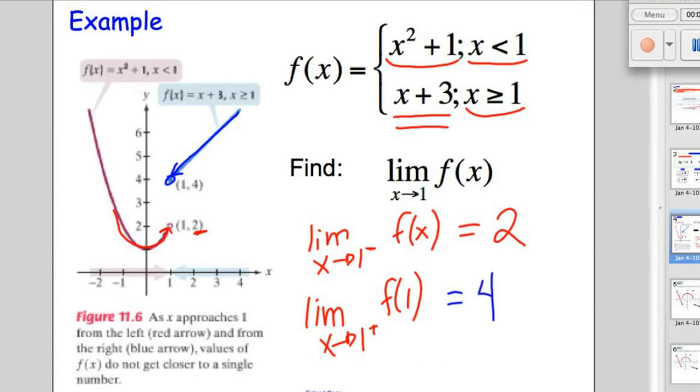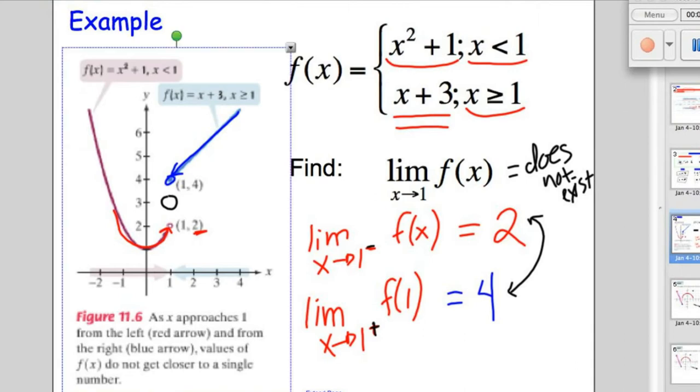So because these two values are different, we would give an answer that it does not exist because the values are different. We can't describe what's happening to the limit as we approach 1 because it's different from either direction. We aren't going to average these two and say 3. We're not going to say it's 2 or 4. We're going to say it doesn't exist because they're simply asking what happens as x approaches 1, and we can't describe it. Okay? We can describe the two limits when we're approaching from the left or the right, but we cannot describe the limit as we approach 1 in general.